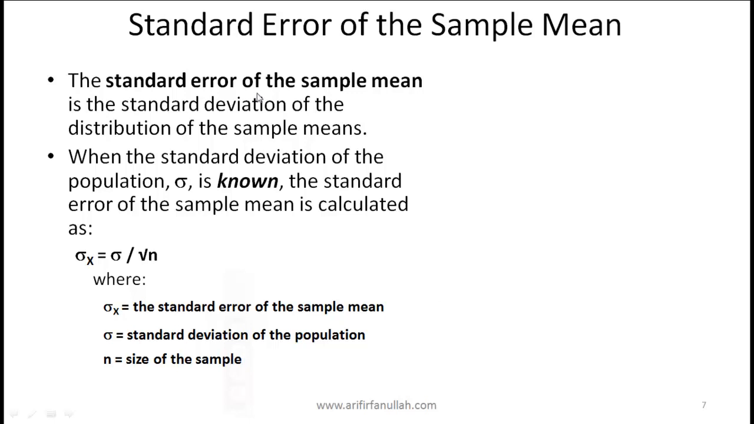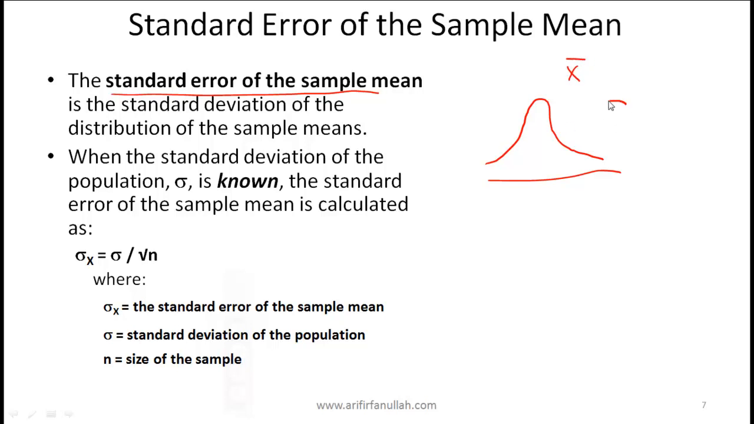The standard error of the sample mean is the standard deviation of the distribution of the sample means. So this is just a definition that we just talked about. The whole point here is when we create a distribution of the sample mean, this distribution is the distribution for the sample means.